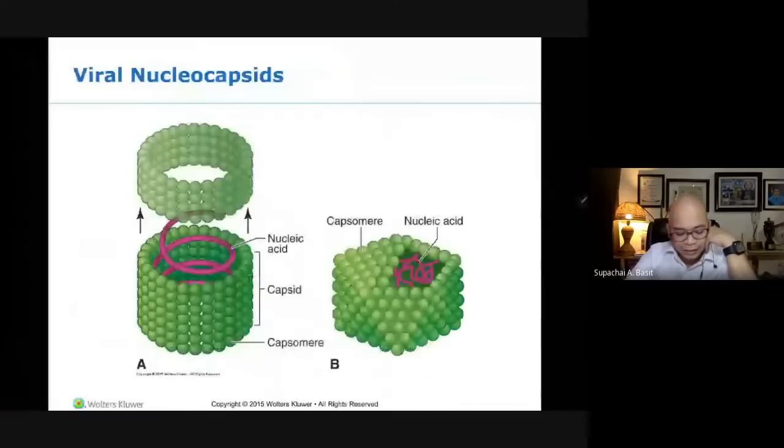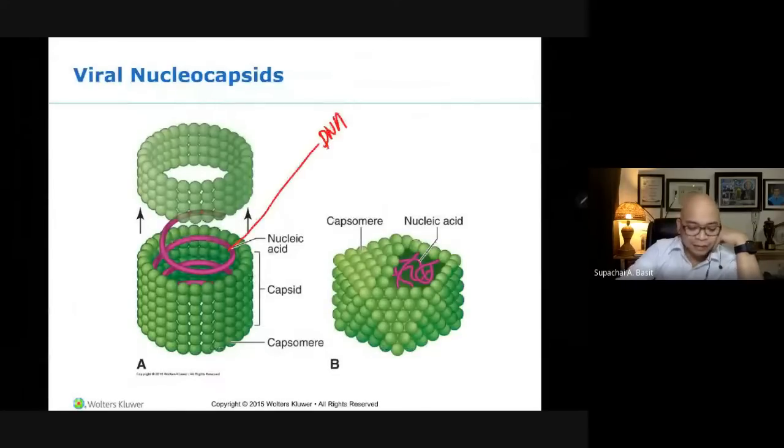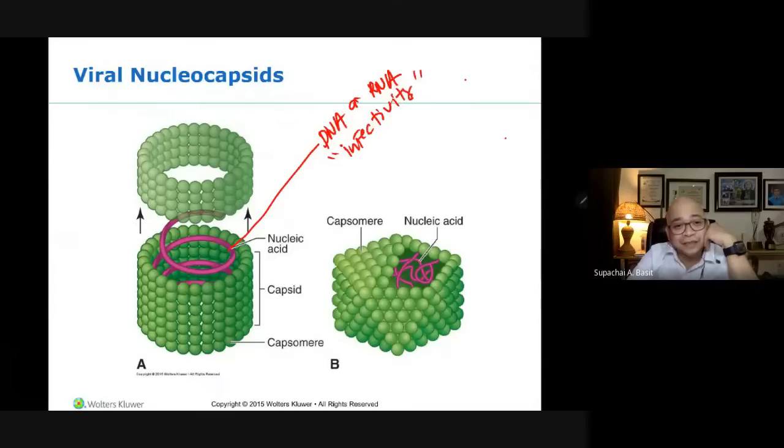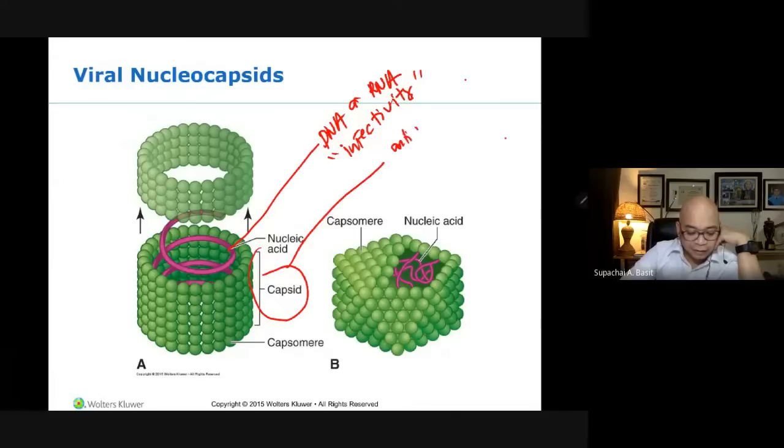Again, I think I've drawn this a while ago. This is the nucleic acid. Nucleic acid can either be DNA or RNA. And why is nucleic acid important? They are important for the infectivity of the virus. The capsid is protein. They are also important for antigenic property. And each subunit of the capsid, we call it a capsomer.